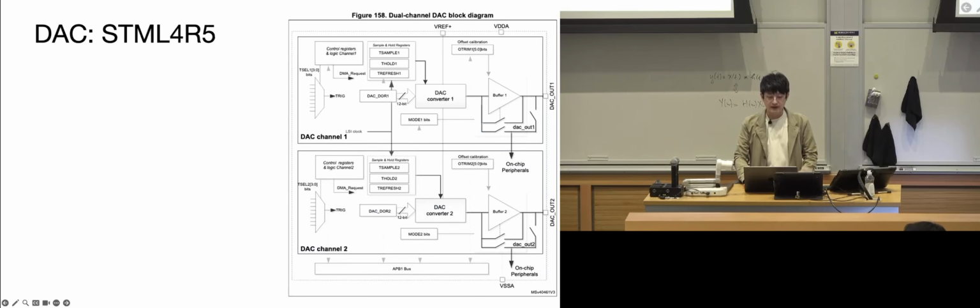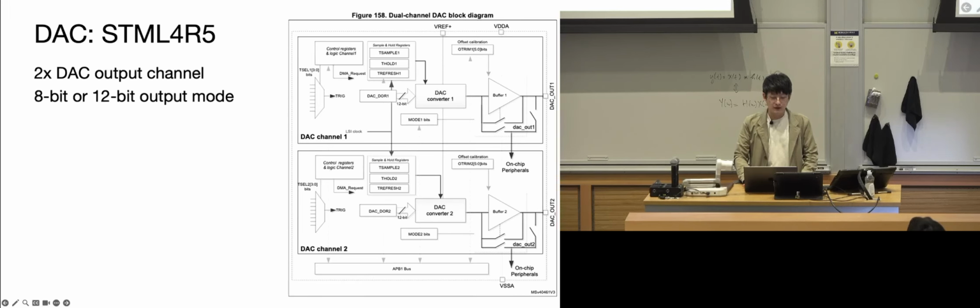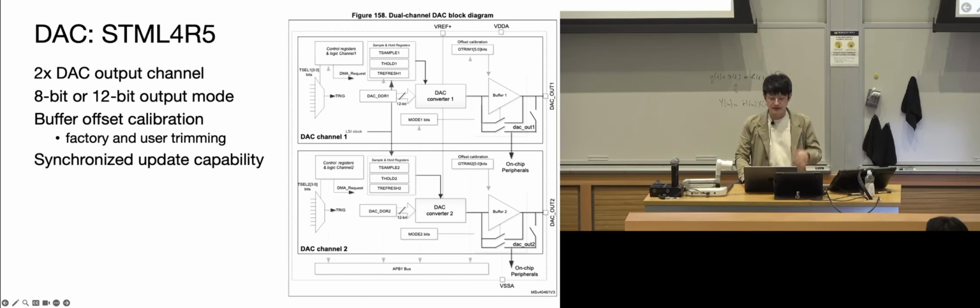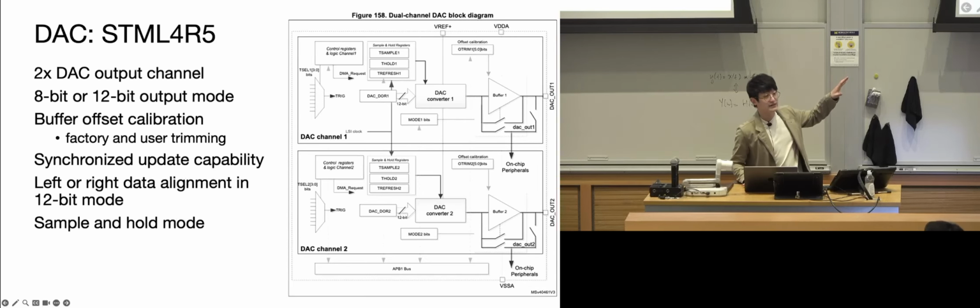So these are the DACs we have on our STM32. We have 2 of these output channels. We have 8-bit or 12-bit output mode. We have the buffer offset calibration. We will talk a little bit about what this actually means. We have the synchronized update capabilities, and similar to the ADC, you can choose how you want the data to be aligned. And we have the sample and hold mode, again similar to the ADCs.